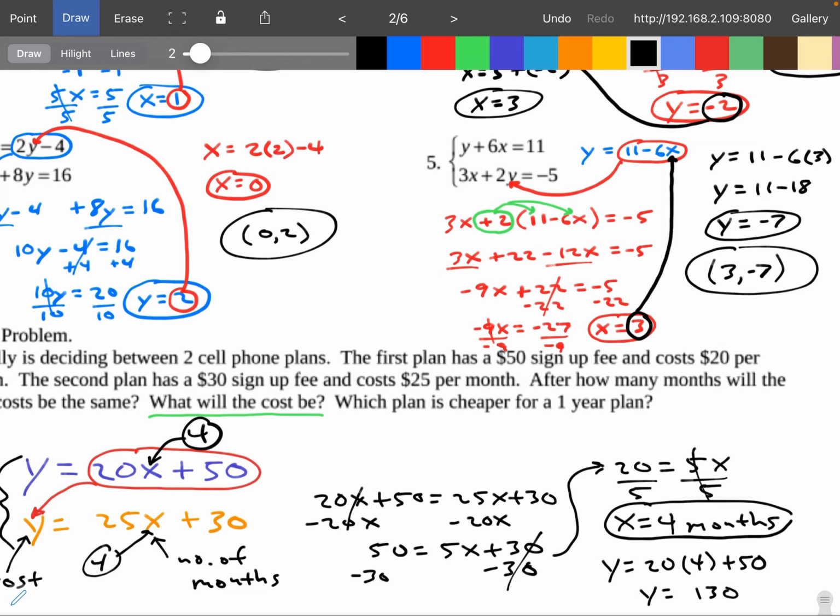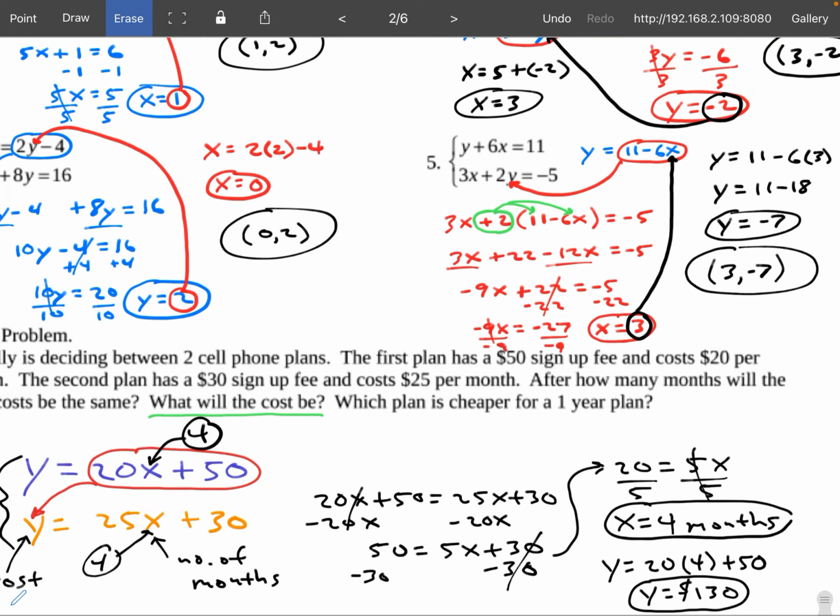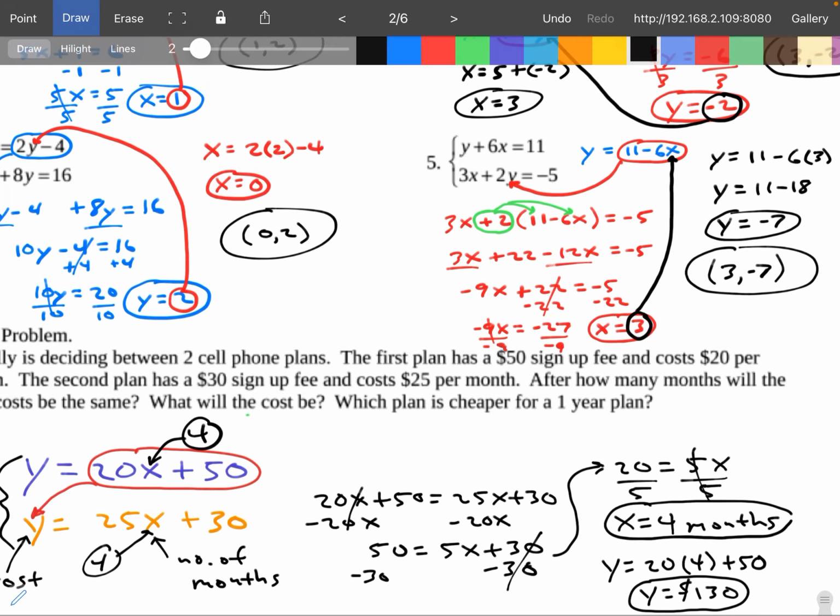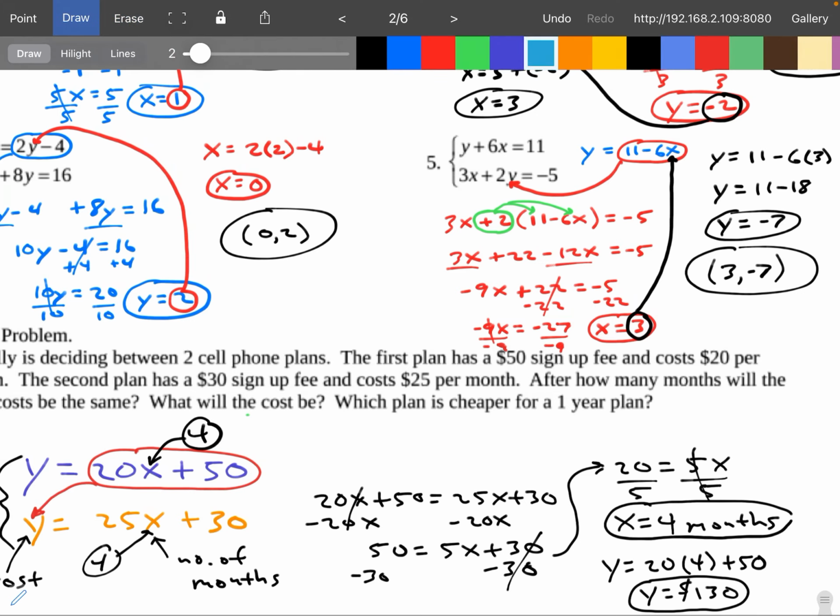So let me get a little more room here if I can. So I'm going to do y is equal to 20 times 4 plus 50. So 20 times 4, that's 80. 80 plus 50 is 130. So I get y equals 130. That's the total cost, so that would be in dollars. I'll put a dollar sign there. So that was the second question.